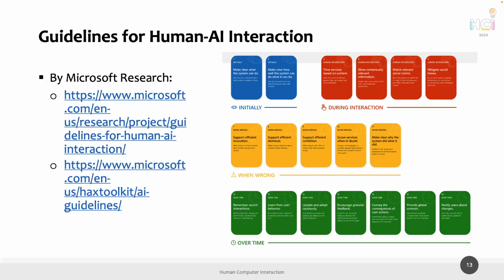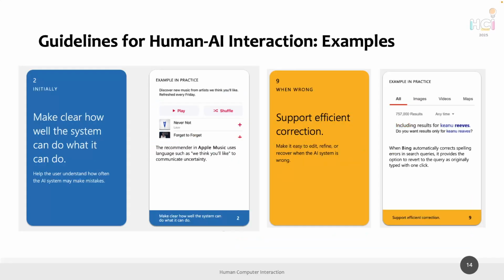These guidelines describe the interaction between the user and the system, and there are different guidelines depending on the interaction stage. You have guidelines before the interaction, then guidelines that are useful during the interaction between the user and the AI system. You have guidelines when something goes wrong, and you have guidelines over time. Just to show you some examples, these are structured like cards, so you have the name of the guideline and the description in the first card.